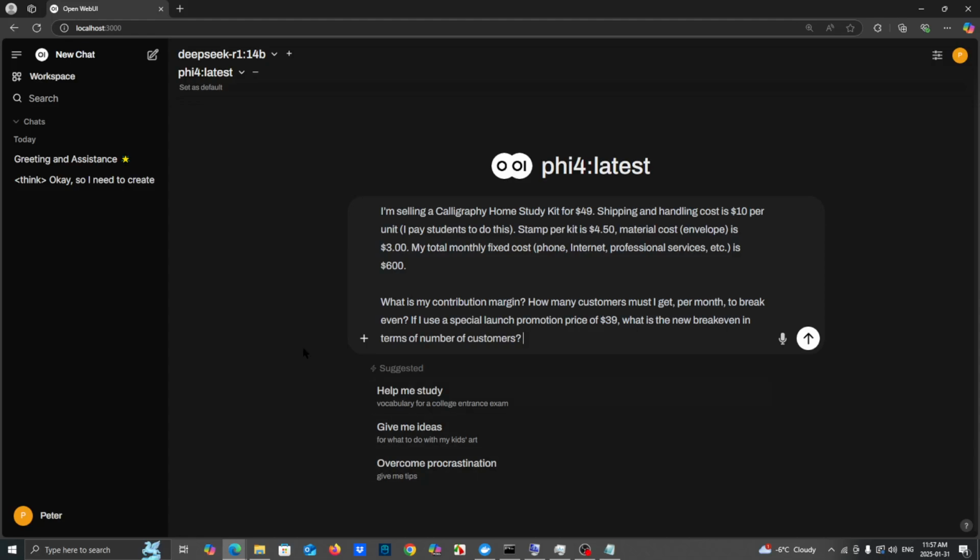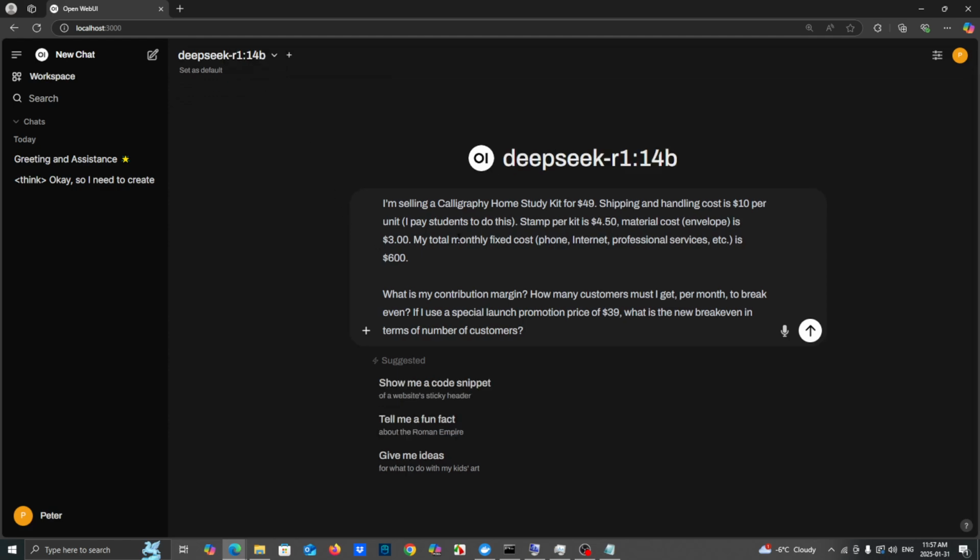All right, so in this experiment, I'm using DeepSeek. I'm just going to remove that one. And I want to test it in terms of its reasoning capability. And so I'm selling a product for $49, and shipping and handling is $10.